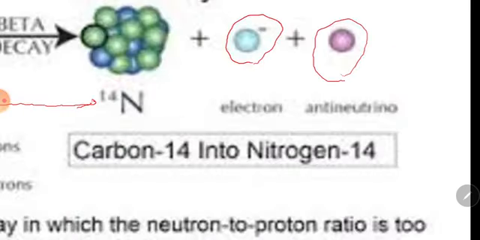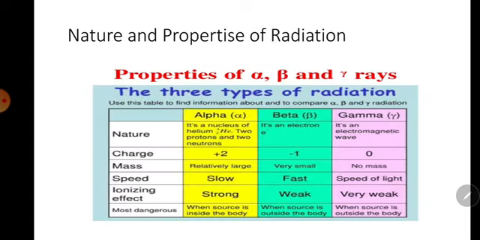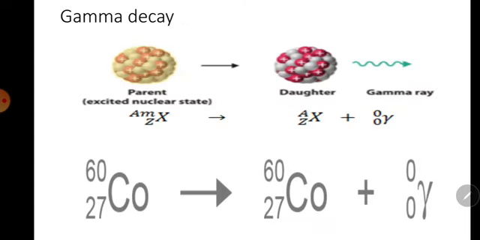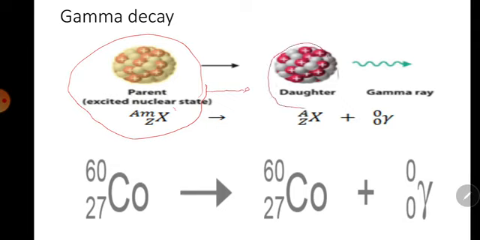Gamma decay. When a parent element decays, emission of nuclear radiation takes place, gamma rays from the nucleus, and that radiation is gamma rays. The atomic mass number and charge number of the daughter element will remain the same. It is unaffected by the release of gamma rays.